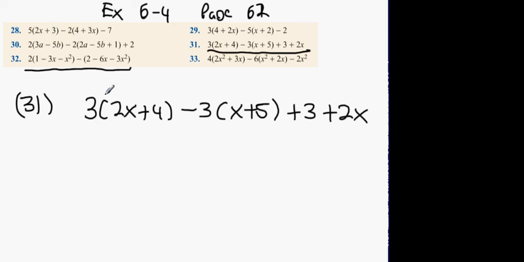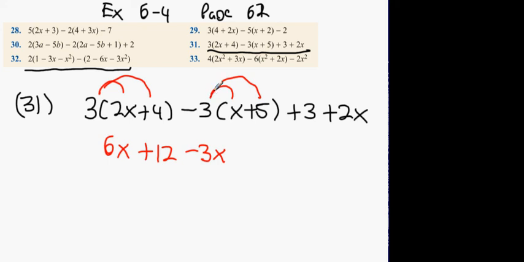So, you multiply 3 by... so you do the brackets first. Oh no, sorry, you multiply 3 by 2 and 4. 3 by 2x, that's 6x. Yes. And 12. 3 by 4 is 12, yeah. And then 3 by x is minus 3x. Minus 3x, yeah. And then minus 15. Minus 3 by 5 is minus 15, yep. And then you just plus 3 and plus 2x.